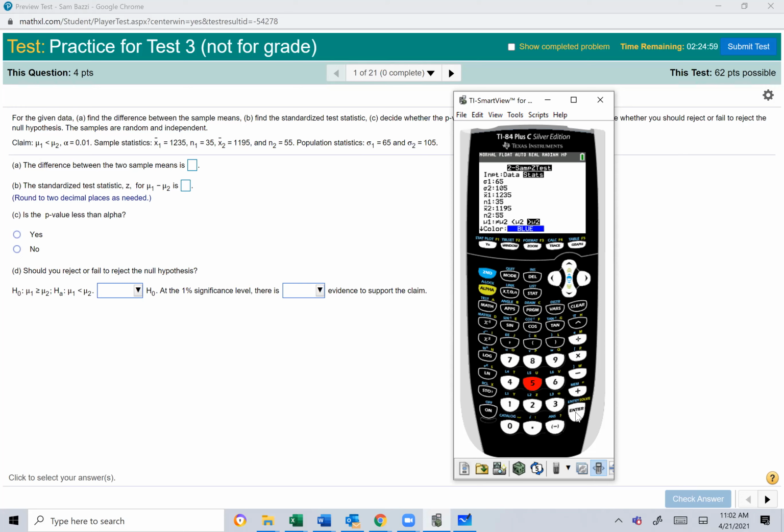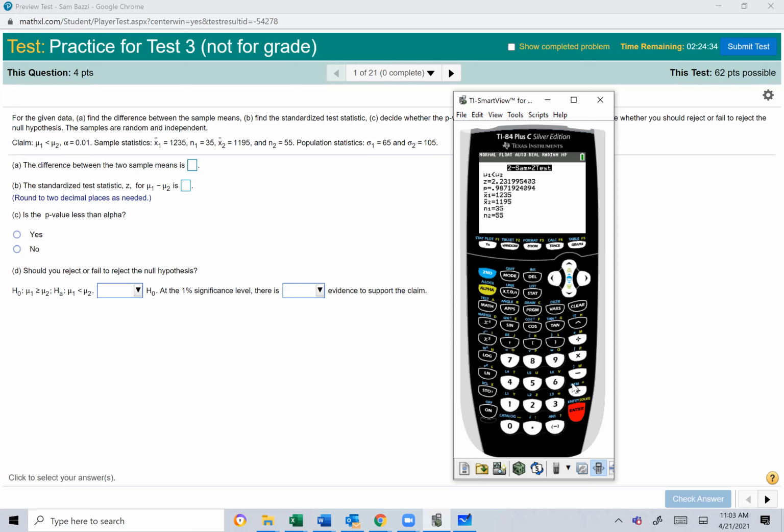And then the claim, the alternative hypothesis. Well, he gave it to you. He says mu1 is less than mu2. So just select mu1 is less than mu2. Enter. You must select and press enter. And now let's do calculate. And here you go. And let's answer the questions.